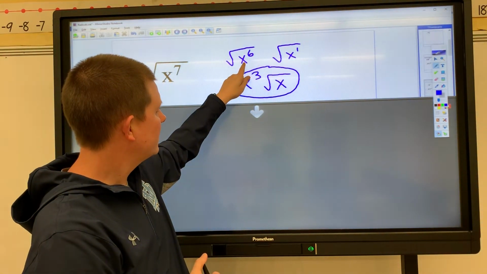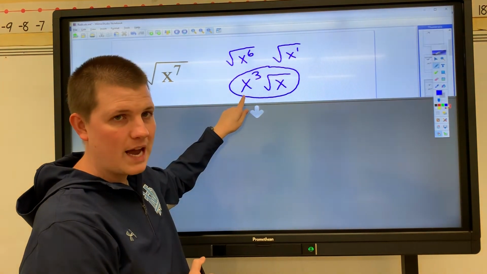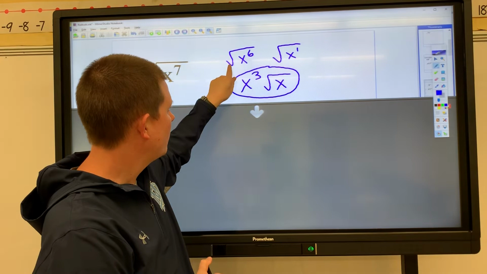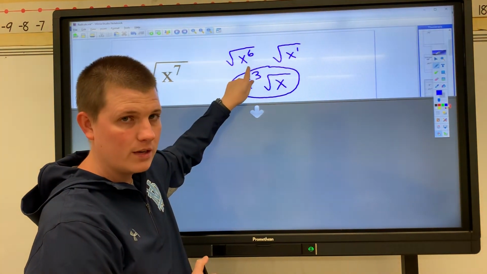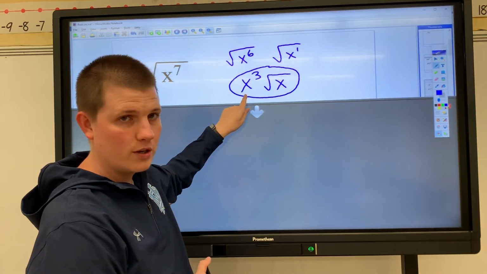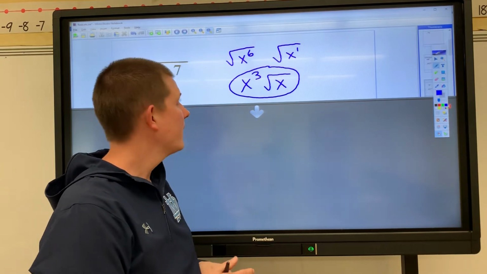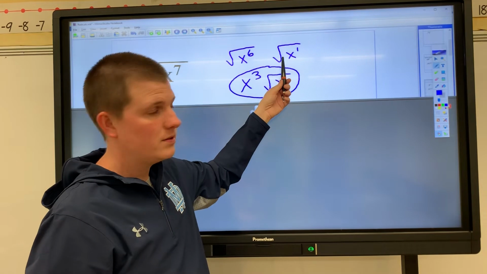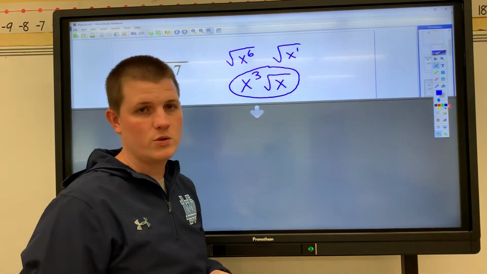Square root of x to the 6th becomes x to the 3rd on the outside of the radical, because we answered this question, what is the square root of x to the 6th? We answered it. The answer is x to the 3rd. It goes on the outside of the radical. Square root of x to the 1st, we cannot answer it. We don't know what it is, and we can't divide it, so we leave it as square root x.